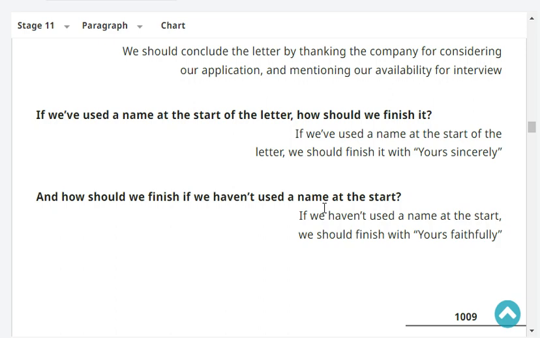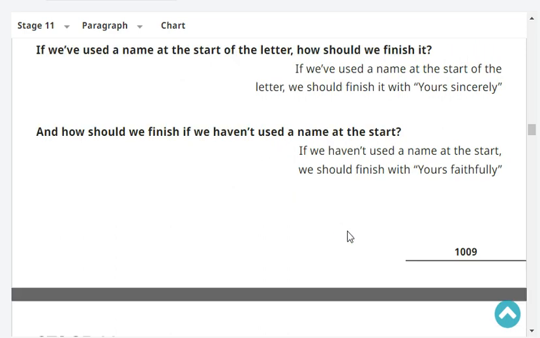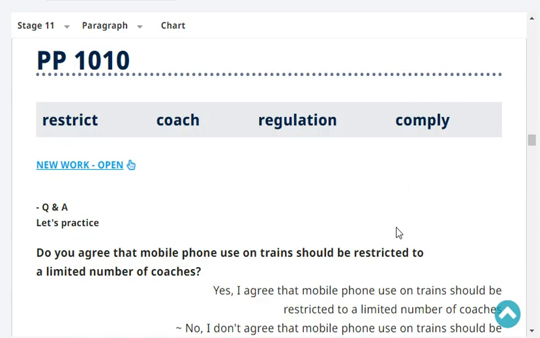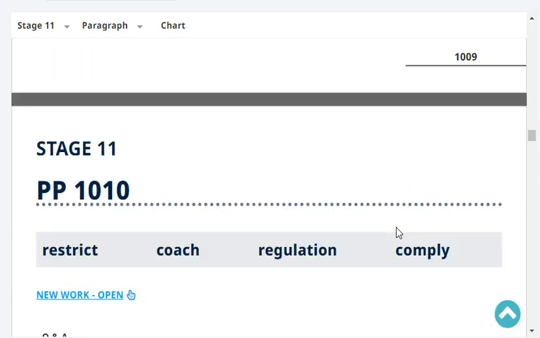And how should we finish if we haven't used a name at the start? If we haven't used a name at the start, we could finish with Yours faithfully. Very good.